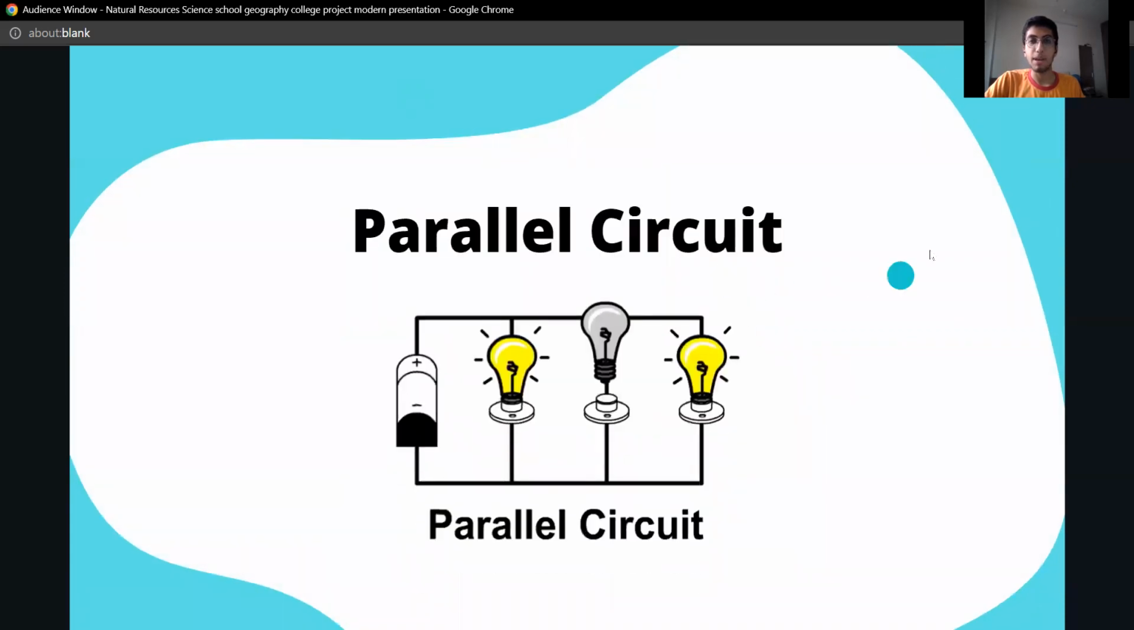Next up, we have parallel circuits. In parallel circuits, we have two or more bulbs connected, one below the other, or connected in parallel, as you can see. And the special feature of this circuit is that even if a bulb is removed or a bulb stops working, all other bulbs do not stop working. They work normally, they function normally.